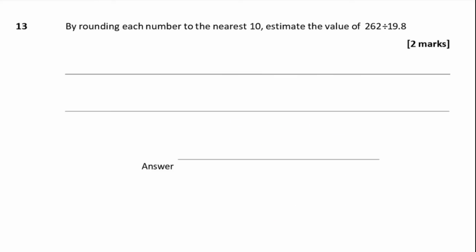Question 13. By rounding each number to the nearest 10, estimate the value of 262 divided by 19.8. Okay, so the nearest 10, so the tens is the middle number of that one. If I'm going to round off after that 6, I look at the next digit along and see if it's 5 or more to raise the score, or 4 or less to let it rest. In this case it's 4 or less, so I'm rounding down, so my digits 2 and 6 stay as 2 and 6. But 26 is not a good estimate of 262.